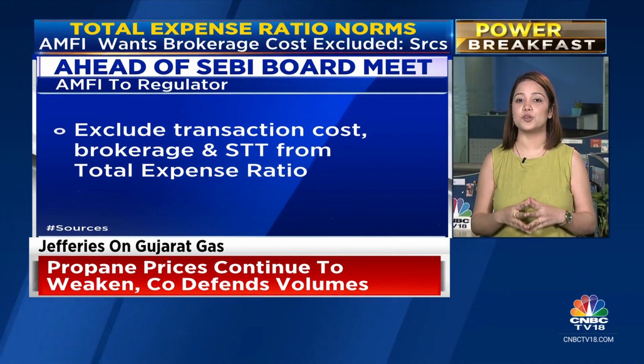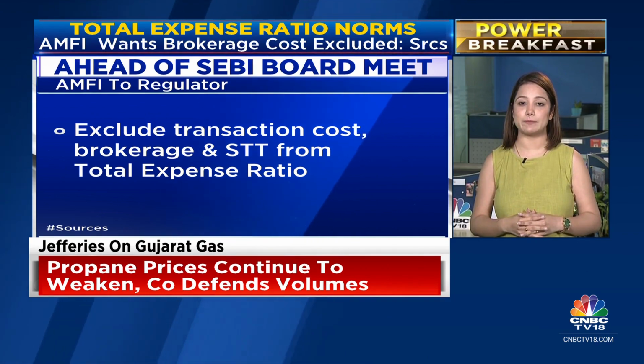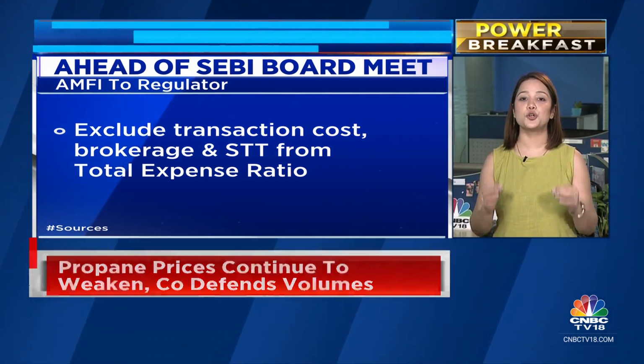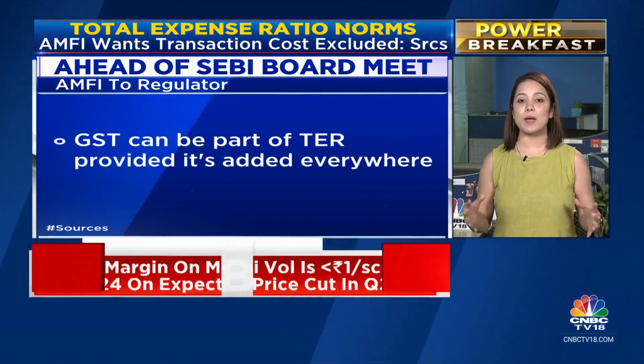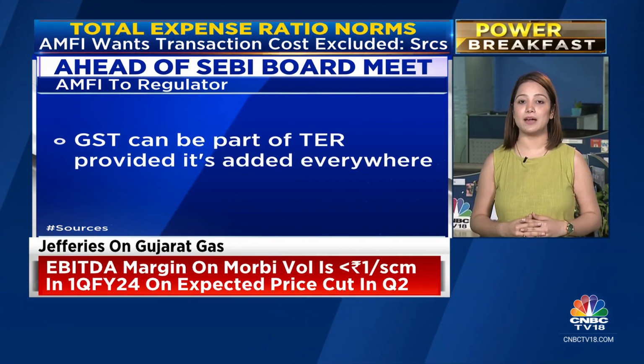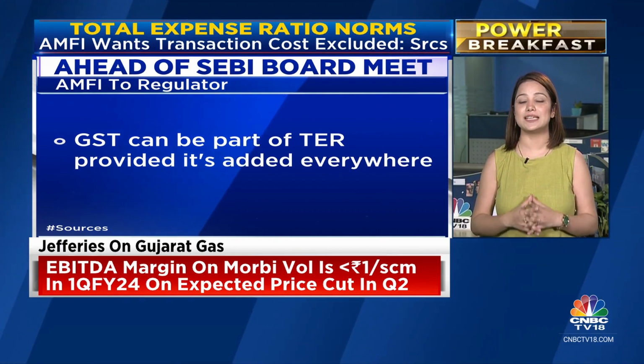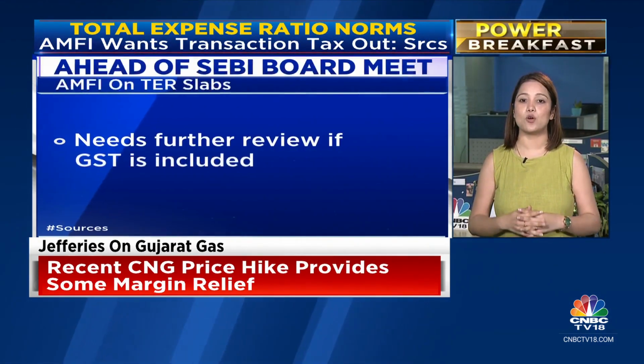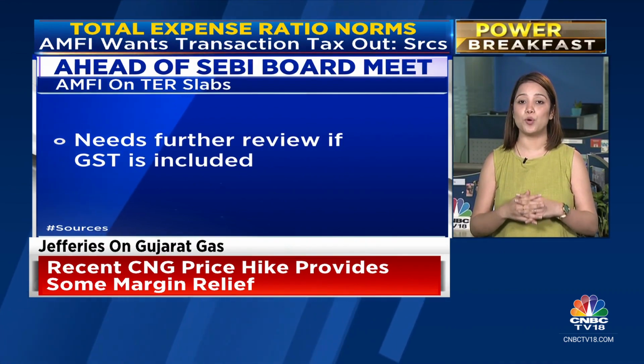AMFI has said that the industry is agreeable to add GST to the total expense ratio, even though as a principle, GST being a statutory levy should be charged over and above TER. So AMFI has told SEBI that the tax can be made a part of the TER in such a way that the GST is added at all possible levels. AMFI has further said that the TER slabs in the consultation paper may need further review to add the GST impact at various levels.